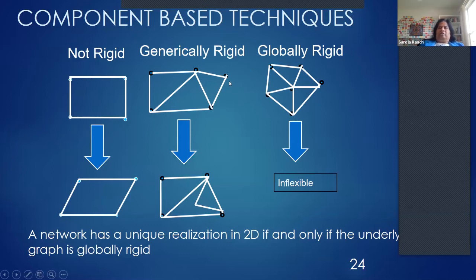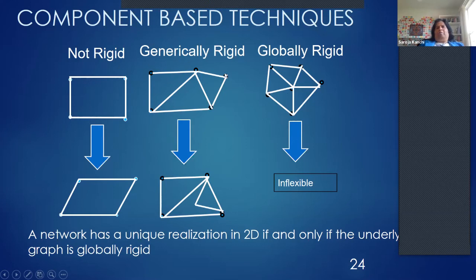This is called generically rigid because I can flip one node to the side and still maintain the same distances between nodes as the original graph. So there are two ways to draw that, so it's not globally rigid either. This graph is globally rigid. There's only one way to draw this. And it's easy to check whether a given graph is globally rigid. When I say easy, I mean there's a polynomial time algorithm for that, in 2D. This one happens to be globally rigid, and therefore there's only one way to draw or localize it. There's unique localization for it.